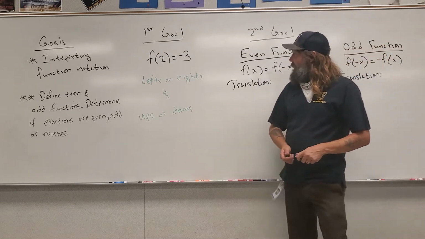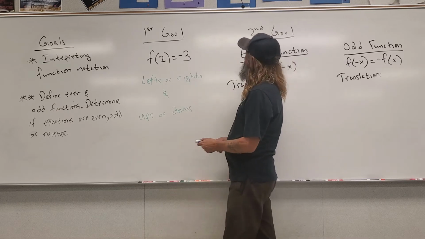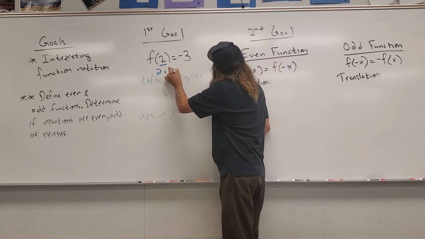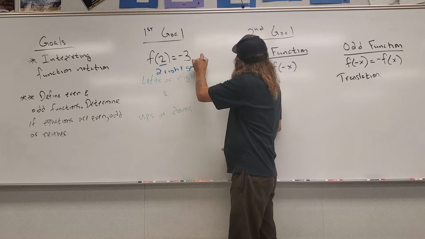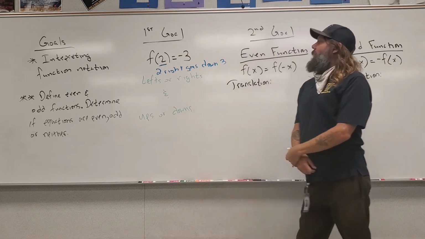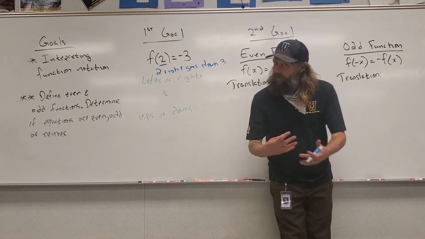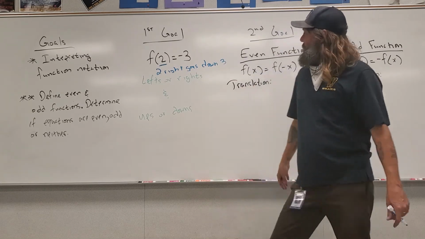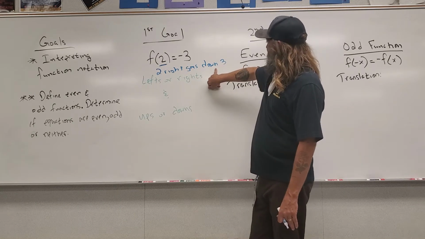So what this is telling me, very simply, is that when I go 2 to the right, it goes down 3. So again, I'm trying to demathematicalize. I don't think that's a word, but who's going to keep me from saying that? But if I go 2 to the right, then I go down 3.